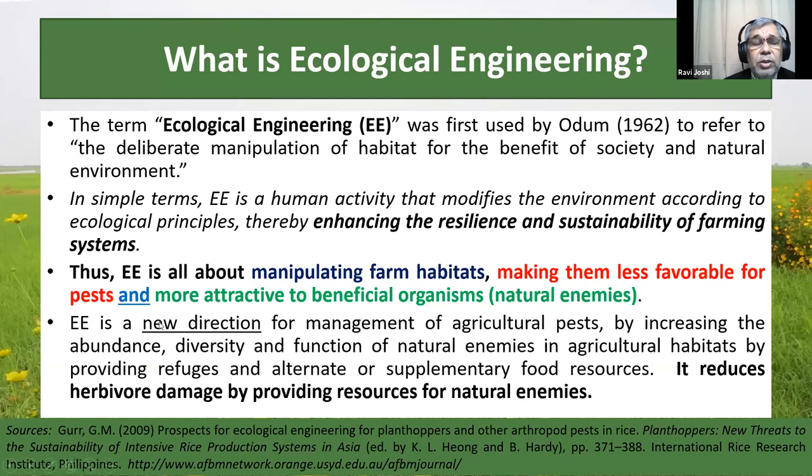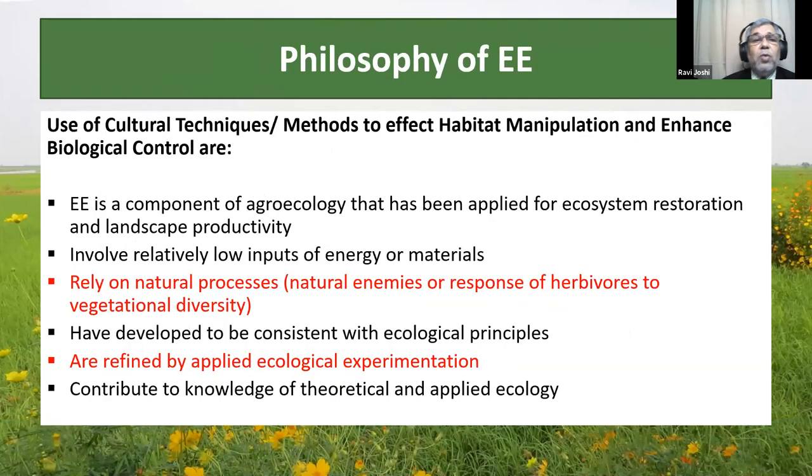So ecological engineering is a new direction for management of agricultural pests by increasing the abundance, diversity, and functions of natural enemies in agricultural ecosystems by providing refuge and alternate or supplementary food sources. It also reduces herbivore damage by providing resources for natural enemies. Mostly the focus of ecological engineering is to manipulate the habitat by using the cultural techniques that farmers have been using for many years.